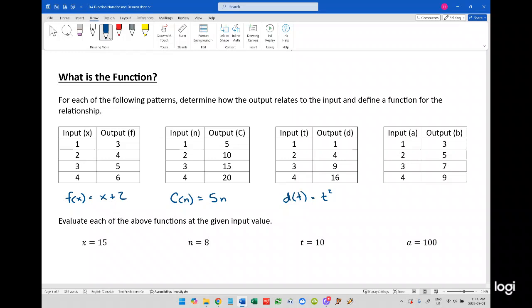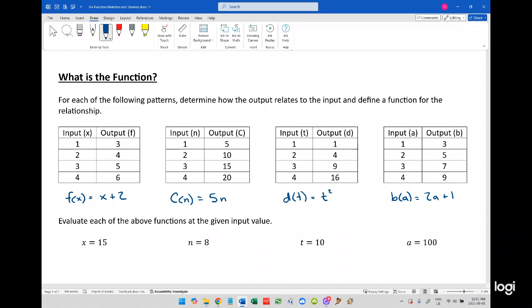Now the last one. What's the pattern here? I'm going to let you play with that one for a second, but I won't let you spend too long on it. If you're having trouble seeing it, it's double the input plus 1. So double 1 plus 1 is 3, double 2 plus 1 is 5, double 3 is 6, plus 1 is 7, double 4 plus 1 is 9. So this one says that the output, given the input, is just equal to double the input plus 1.